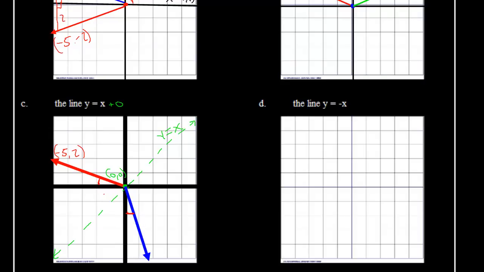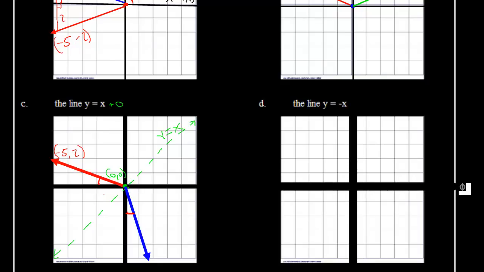Example D, the line y equals negative x. So again, let me emphasize my axes. That's a nice axis there. And that one there is quite lovely as well. Okay, I've got my original. Let's do a complete graph. So you have to have the original, and you have to also have the one that you're going to draw that goes with it. The line y equals negative x has a y-intercept of 0, a slope of negative 1.